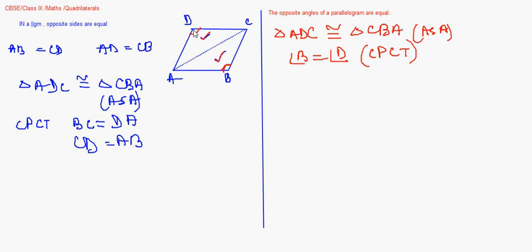Otherwise, if you draw the diagonal BD and prove the congruency similarly for triangle BCD and triangle DAB, thereby making the opposite angles, angle A and angle C, to be equal. Thereby the opposite angles of a parallelogram are equal. We move on with the next theorem.